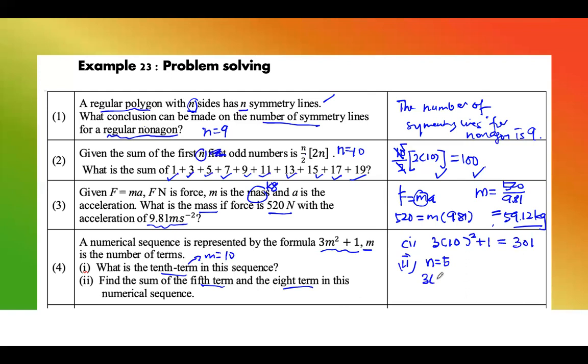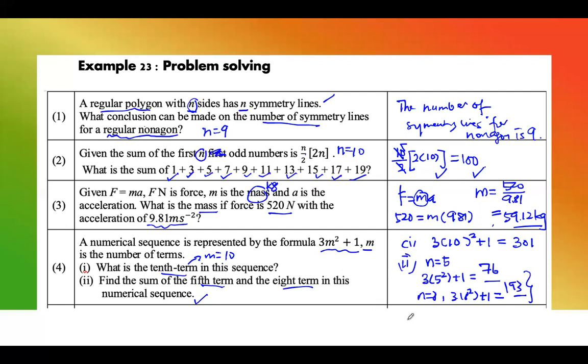So 3 times 5 squared plus 1. What is the answer? And then n equals 8: 3 times 8 squared plus 1. Then we add these two numbers. That is your answer. So 3 times 5 squared plus 1 is 3 times 25 plus 1, so you get 76. Then 3 times 8 squared plus 1, so you get 193.